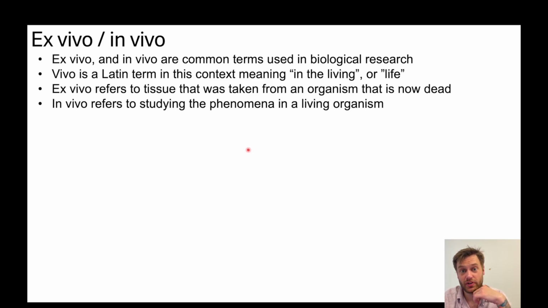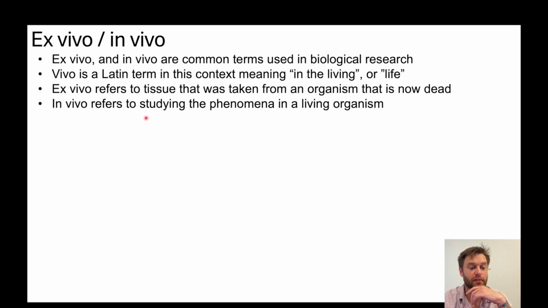There are two types of electrophysiology. This part you will have to know, just because it's very helpful in biology or biomedical sciences in general to know the difference between these two. Ex vivo and in vivo are common terms used in research. Vivo is a Latin term in this context meaning in the living or life, and ex vivo refers to tissue that was taken from an organism that is now dead.